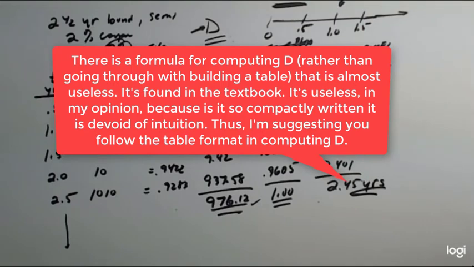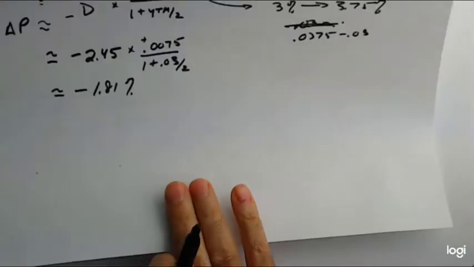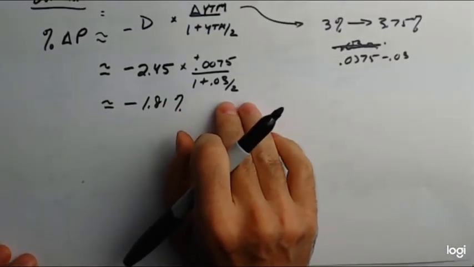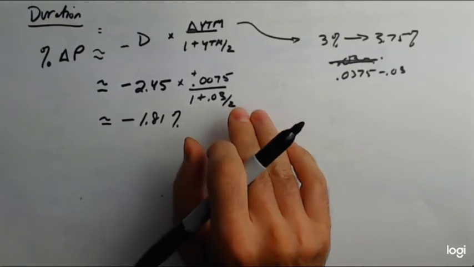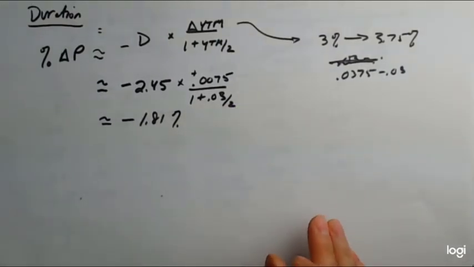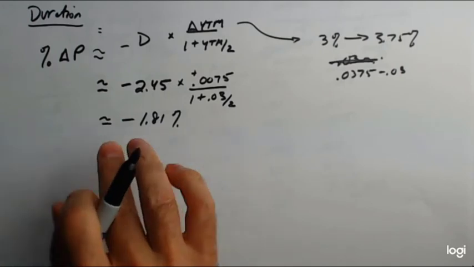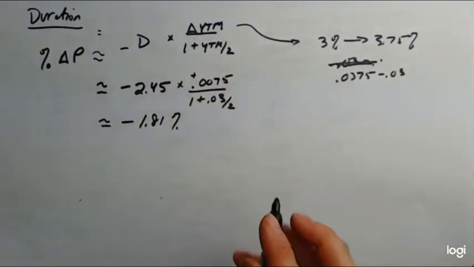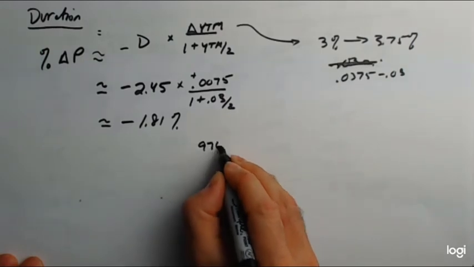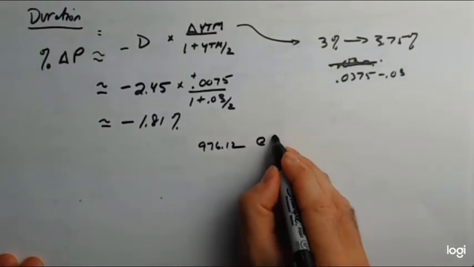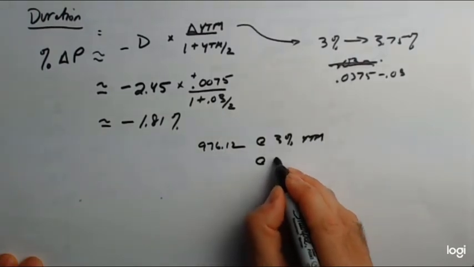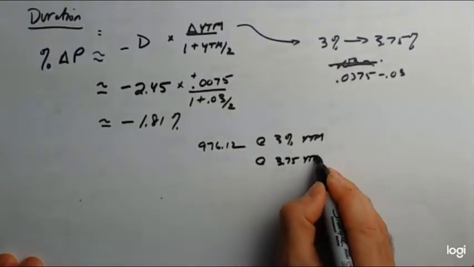So now the question becomes, let's get back to this, how do we know this is right? And this is where people, believe it or not, in my mind, get stuck. I ask students in class, how do you verify this number? And they're so lost in the numbers that I gave them that they don't stop and think. Well, the price was originally 976.12. That was at a 3% yield to maturity. Now what happens to the bond if it's at 3.75% yield to maturity?